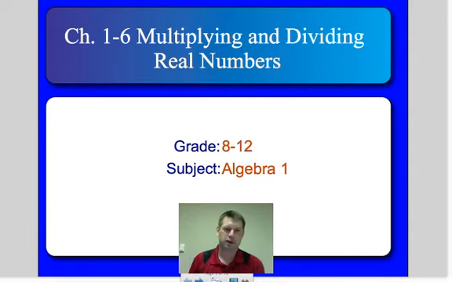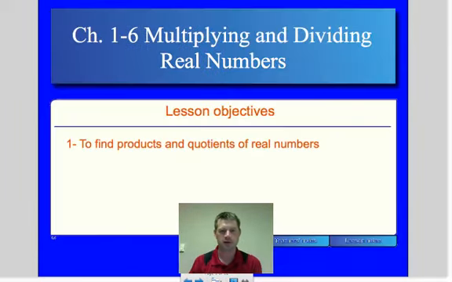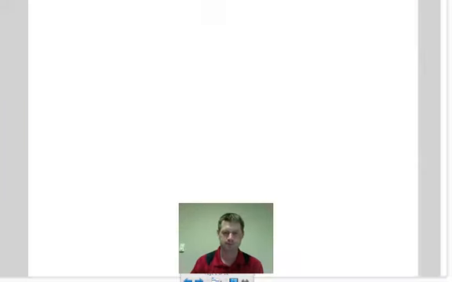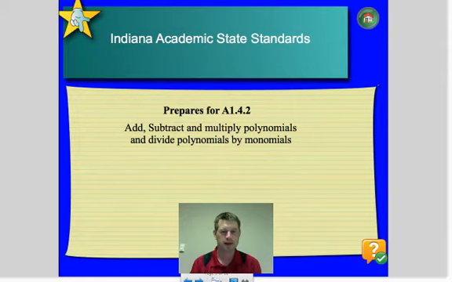Alright, well today what we're going to talk about is Chapter 1-6, multiplying and dividing real numbers. So the other day we were looking at adding and subtracting. We're going to move on to multiplying and dividing. The objective today is to find products and quotients of real numbers, and again, still on the same standard Ch.1-6.4.2.